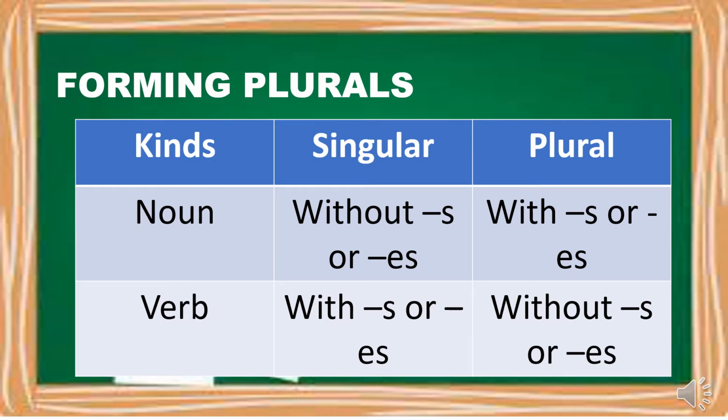So let's start with the noun. The noun is singular if there is no s or es, and a noun is plural if it has an s or an es. As far as verb is concerned, a verb is singular if there is an s or es, and a verb is plural if the verb has no s or es. That is the concept on how to identify a singular noun or a plural noun, a singular verb, and a plural verb.